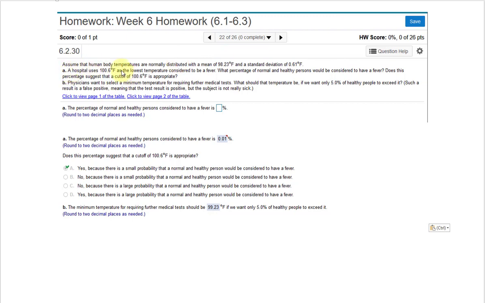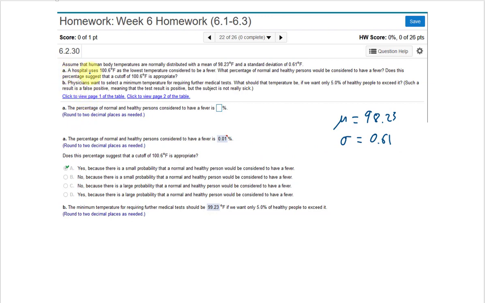Assume that human body temperatures are normally distributed. Okay, so this is the keyword. We know that this is normally distributed with a mean of 98.23 degrees and a standard deviation of 0.61. So we know that we have the mean to be 98.23 and the standard deviation sigma of 0.61.